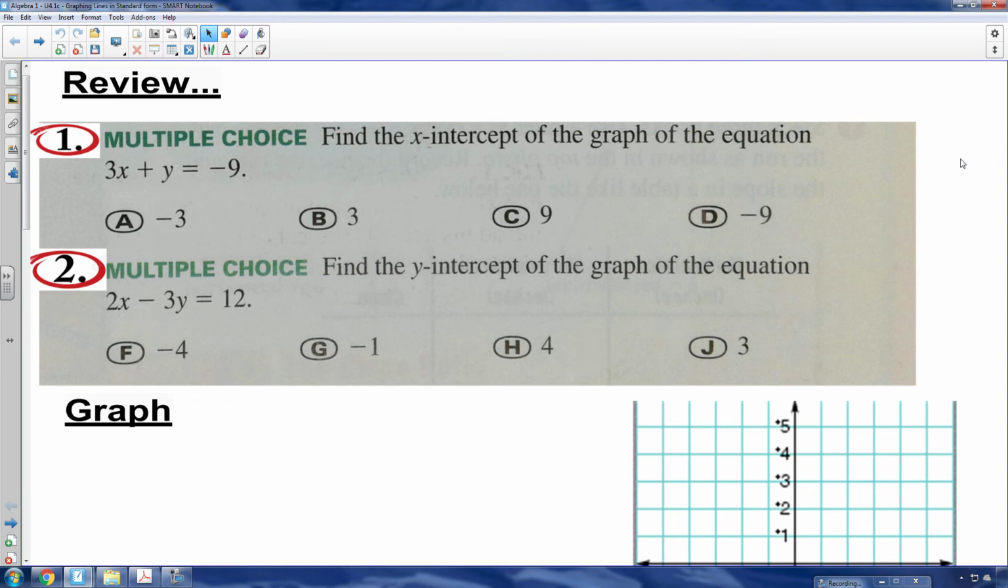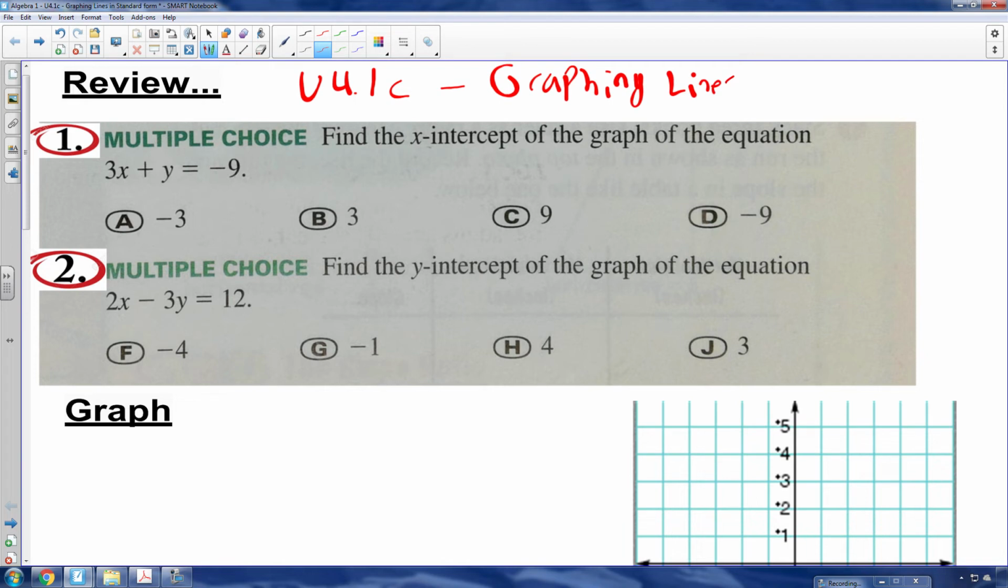And I believe this video is called, well, let me just write it out since it's not here. It should be at the top of your note handout, but it's Unit 4.1. That's what the U is for, Unit C. And what we're doing today is we're graphing lines. That's the main focus, graphing lines in standard form, okay?